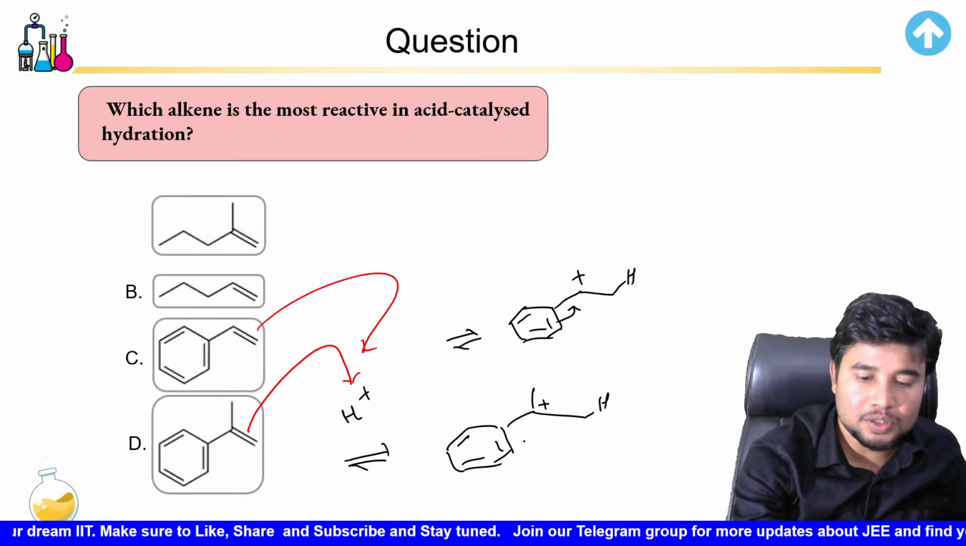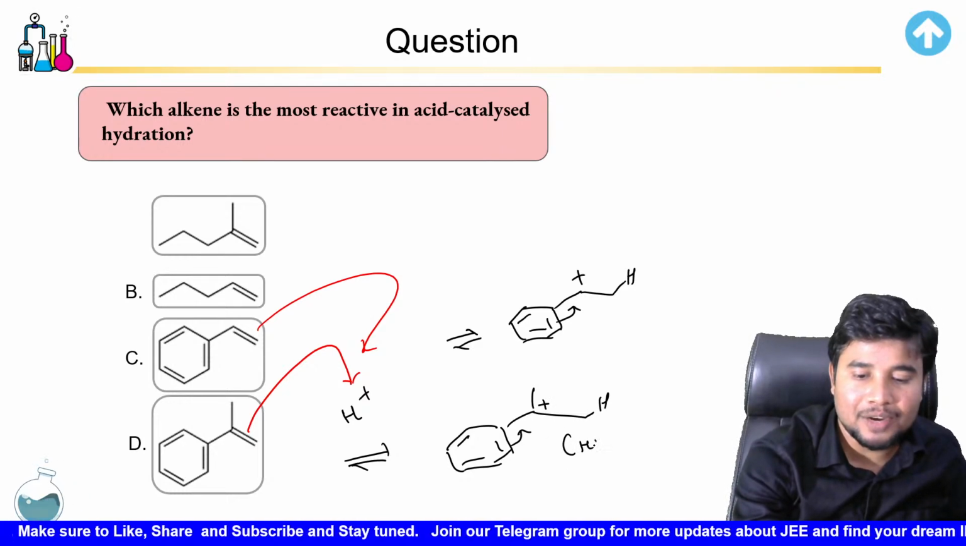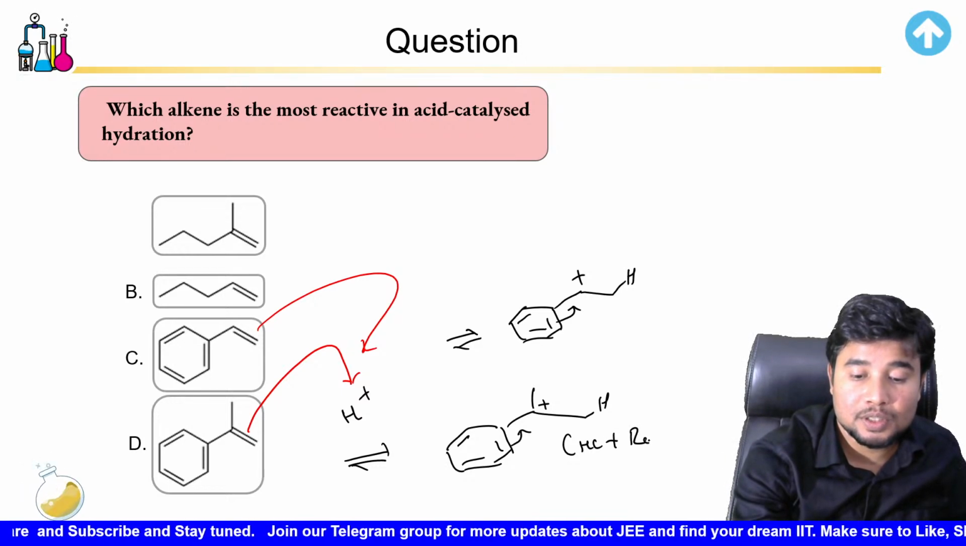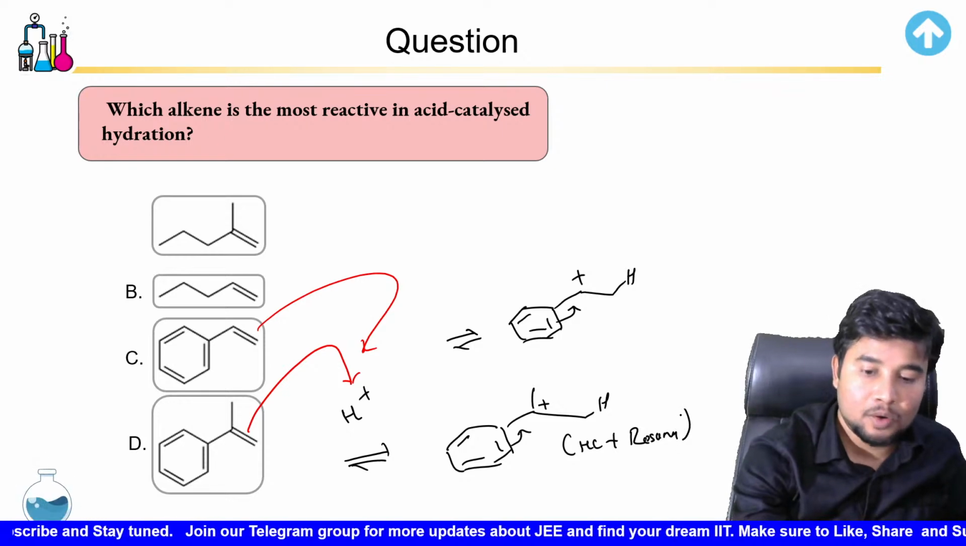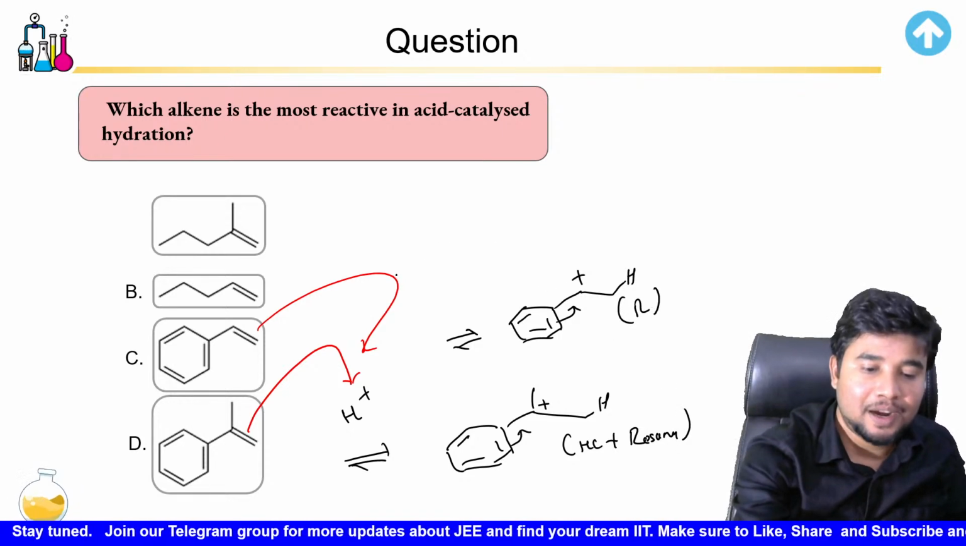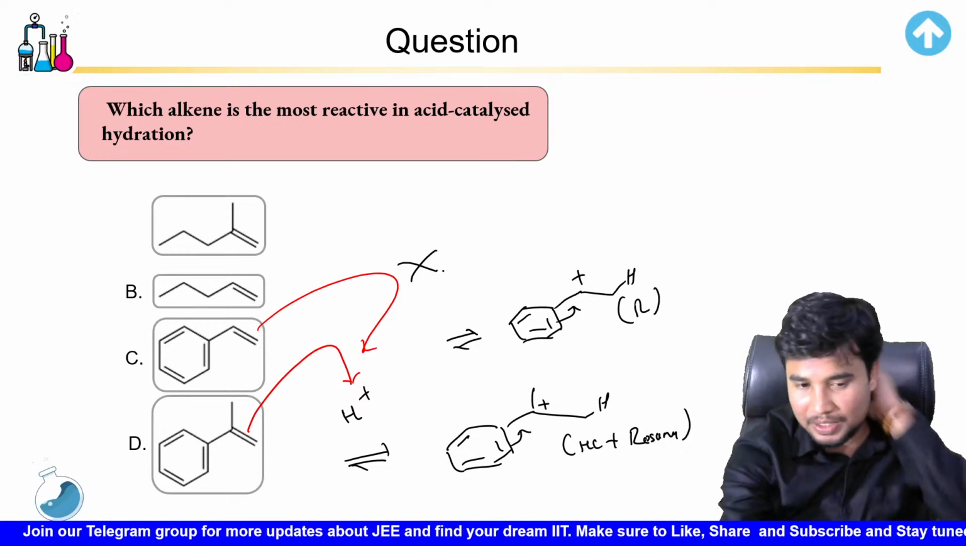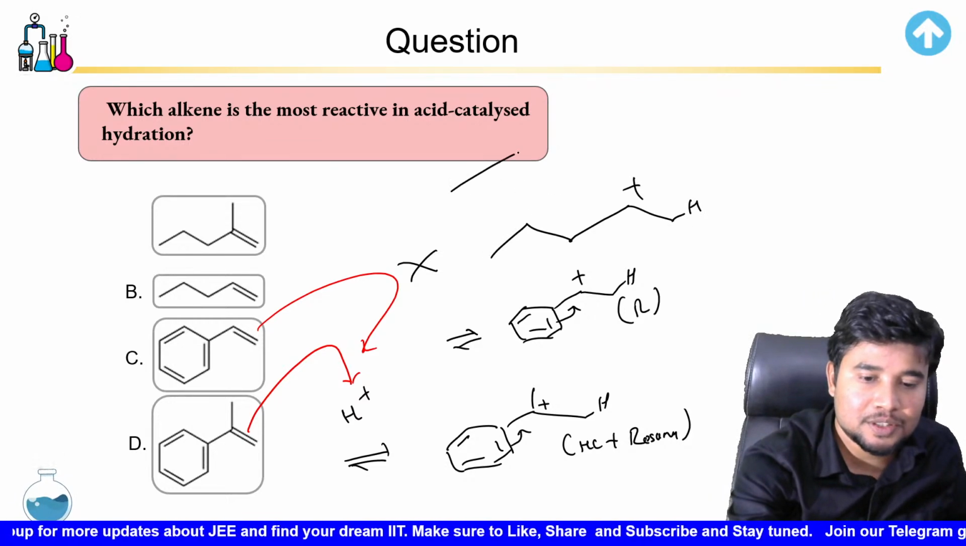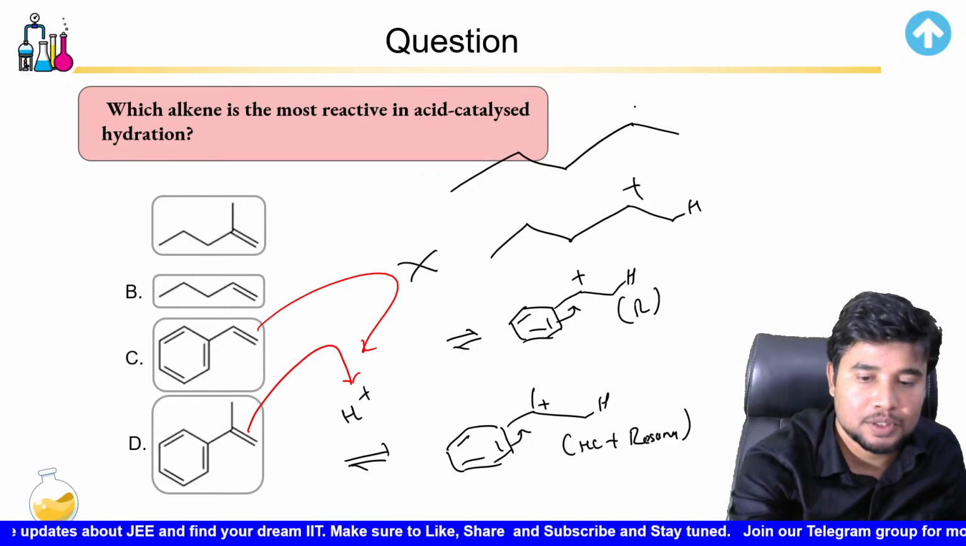So here you not just have resonance, you also have hyperconjugation, right? So hyperconjugation plus resonance, two things are there. Over here, just resonance is present. And in this case, you would not have resonance. You just have a carbocation generated over here. In the first case, you just have more hyperconjugation.